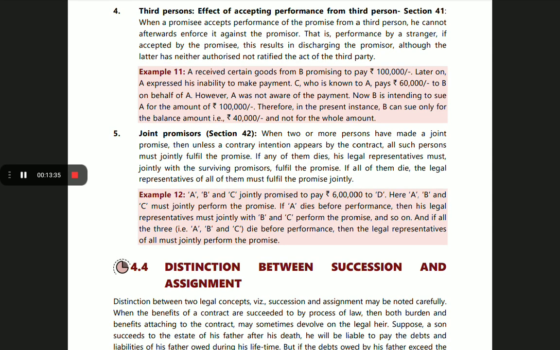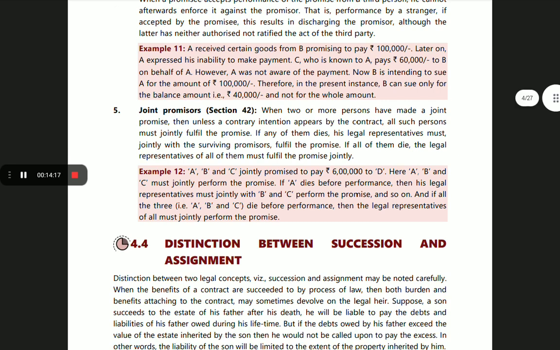Joint promisor. Section 42. When two or more persons have made a joint promise, then unless a contrary intention appears from the contract, all such persons must jointly fulfill the promise. If any of them dies, his legal representatives must jointly with the surviving promisers fulfill the promise. If all of them die, the legal representatives of all of them must fulfill the promise jointly.